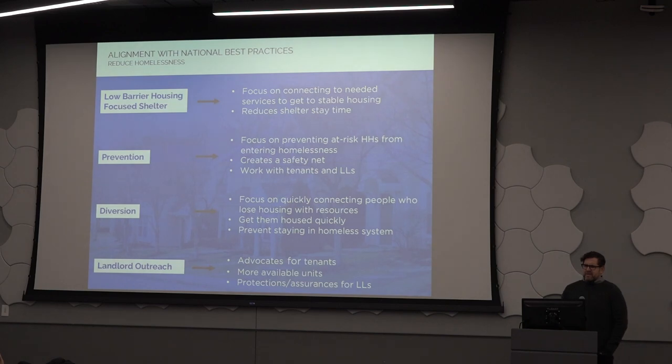And then we partnered with Homebase, which is a national firm that supports capacity building and homeless solutions across the country. Really, what are the best practices? We looked at low barrier housing focused shelter, prevention and diversion, which are different, and landlord outreach specifically. So it's focusing on connecting people to the services they need to get to stable housing with the intent of reducing shelter time. Focus on preventing at-risk households from entering homelessness. Focusing on quickly connecting people who lose housing with resources to get them back on their feet and housed.